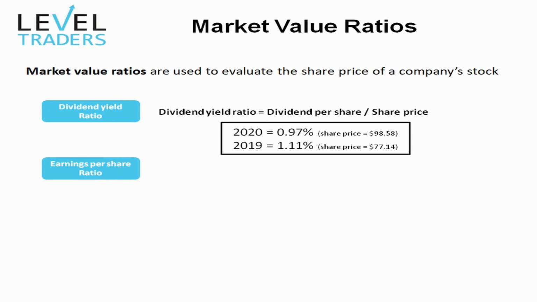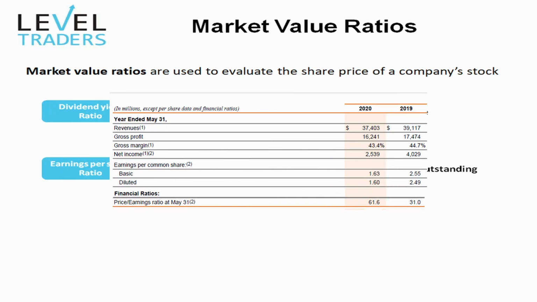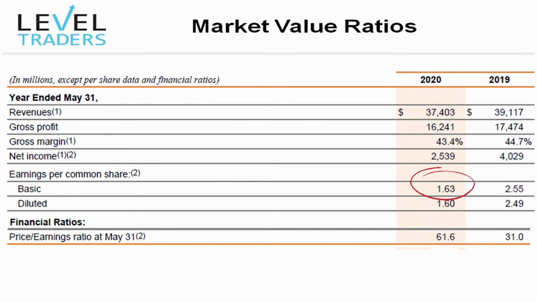So then we have earnings per share. Now this is what gets released in the quarterly earnings for US companies. So this is a key number that people look out for. The earnings per share ratio measures the amount of net income earned for each share outstanding. And the formula is net income over total shares outstanding. And again, Nike has given us this number in the 10K.